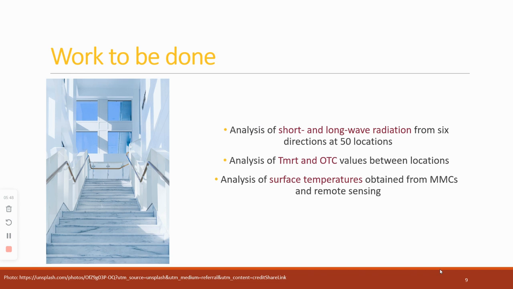So these are some preliminary results, but we still have a lot of work to do. The next steps are to analyze the short and long wave radiation from 6 directions from our Hukseflux sensors, but also to analyze and calculate TMRT and some of the thermal comfort indices, but also to analyze the surface temperatures from the Landsat images, but also from our sensors.